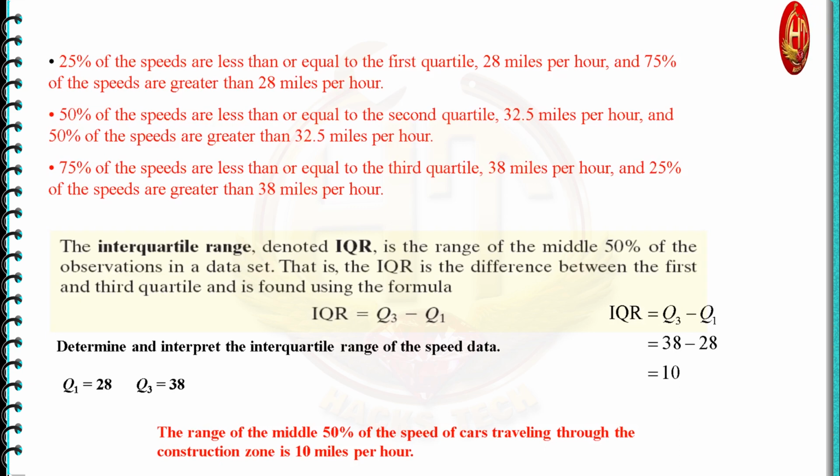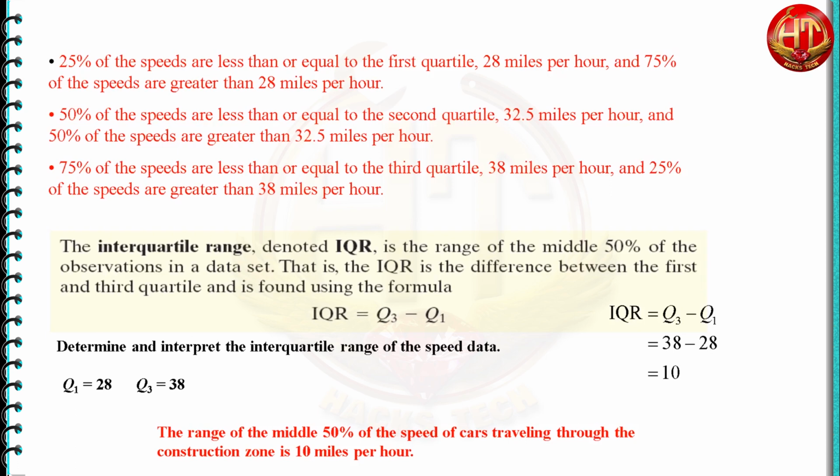The interquartile range, denoted IQR, is the range of the middle 50% of the observations in the data set. It controls the 50% spread of the given data set. Actually, the interquartile range is the difference between the first quartile and the third quartile and is found using the formula: interquartile range is equal to Q3 minus Q1. Okay, so determine and interpret the interquartile range of the speed data.